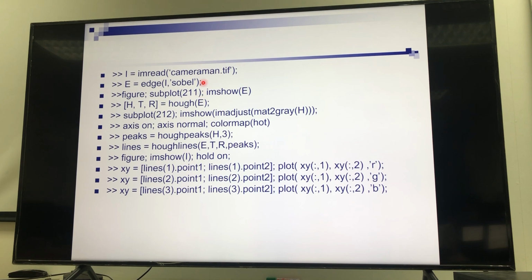We read the cameraman image and find the edge points first using Sobel. Then we use the Hough transform, putting in the edge points. The Hough transform will give you three values: H, theta, and rho. Then you plot them and choose Hough peaks. Choosing three peaks means you're looking for the three longest lines. Go ahead and do that.